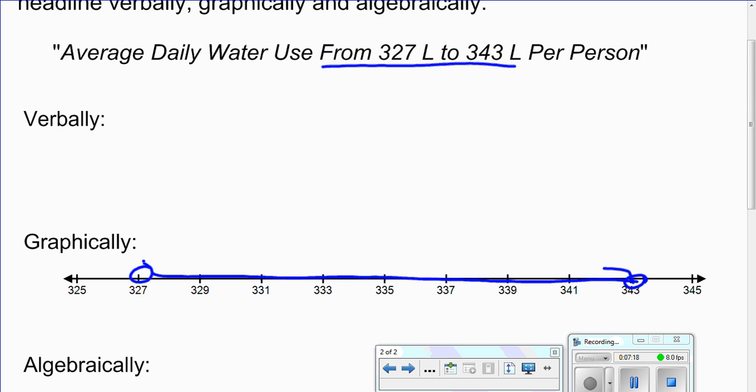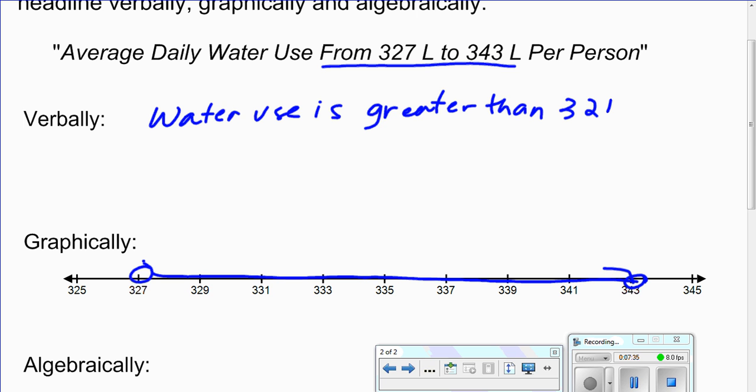It doesn't tell us if it includes those two values, so let's leave them as open circle boundary points. So verbally, we could say water use is greater than 327 liters and less than 343 liters. Okay?